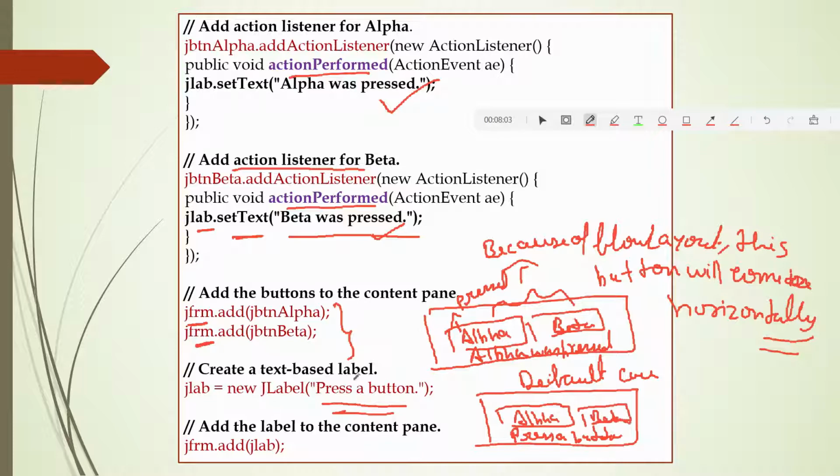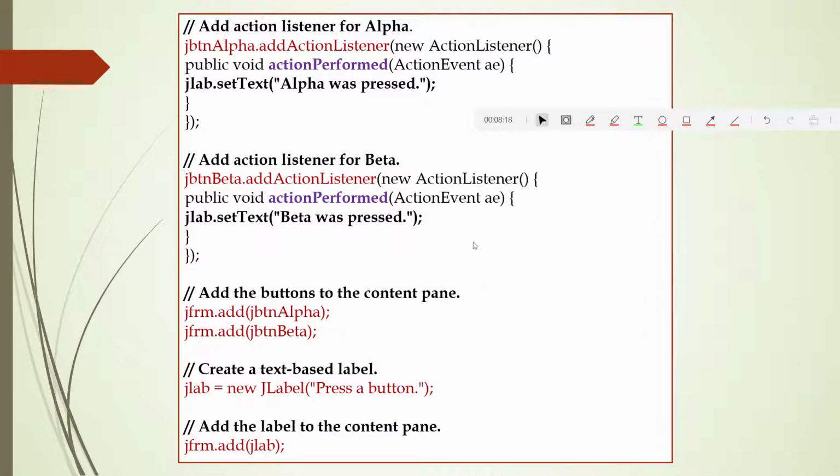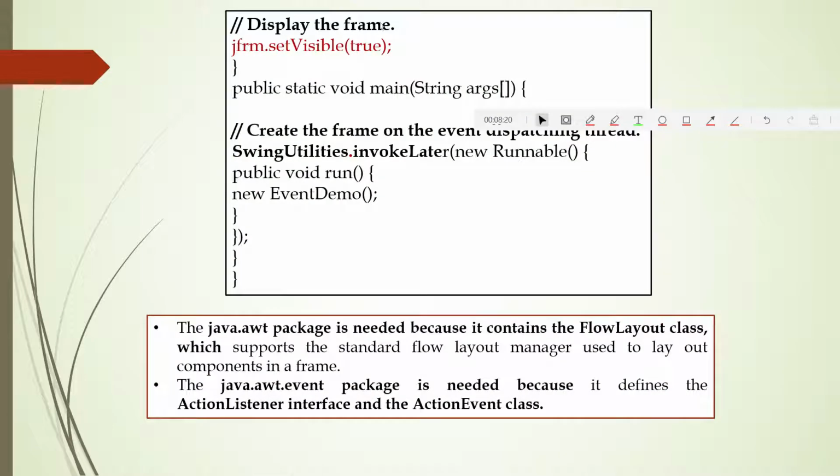Once you do this, students, the label should be added to the frame. By default it should be there, no? That is why JFRM is the object of the frame. You are adding the label to the frame. That is the understanding. Once you do that, you are setting visible to true.